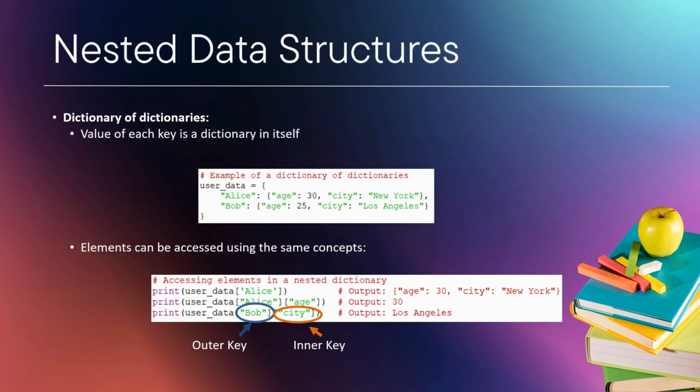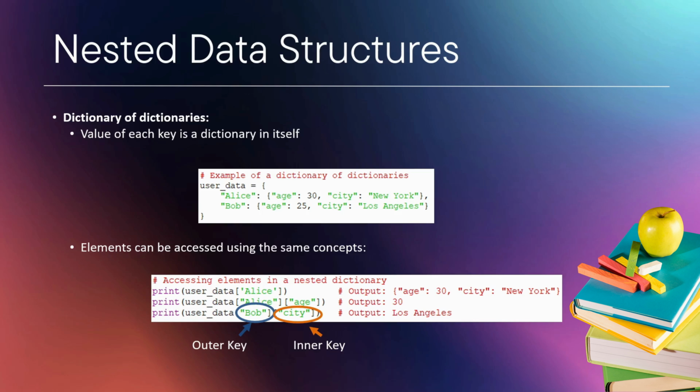And similar is the case with the dictionary of dictionaries. I could have a dictionary. Now each key, instead of having a value, could also have a dictionary in itself. Like the key ls could have a value, but it has a dictionary itself, and that dictionary has different key value pairs. Again, in this one, we could also have multiple levels of nesting. And the elements can be accessed using the same concepts.